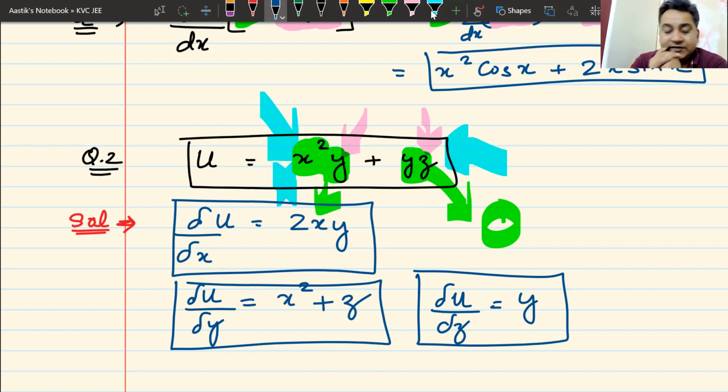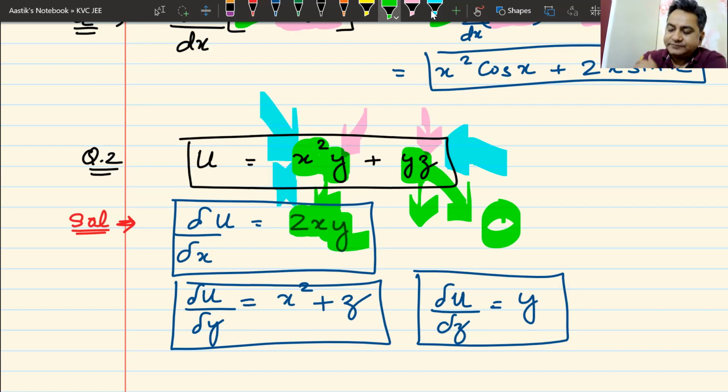Sir, can you explain del u by del x once again? Del u by del x, you have to find the partial derivative of x squared y and the partial derivative of yz. The partial derivative of yz is 0 because there is no x. You just need to calculate the partial derivative of x squared y. x squared y consists of two functions. The partial derivative of y is 0, so that term goes away. You just find the partial derivative of x squared and multiply it by y. The partial derivative of x squared is 2x, multiplied by y. That is the entire thing.